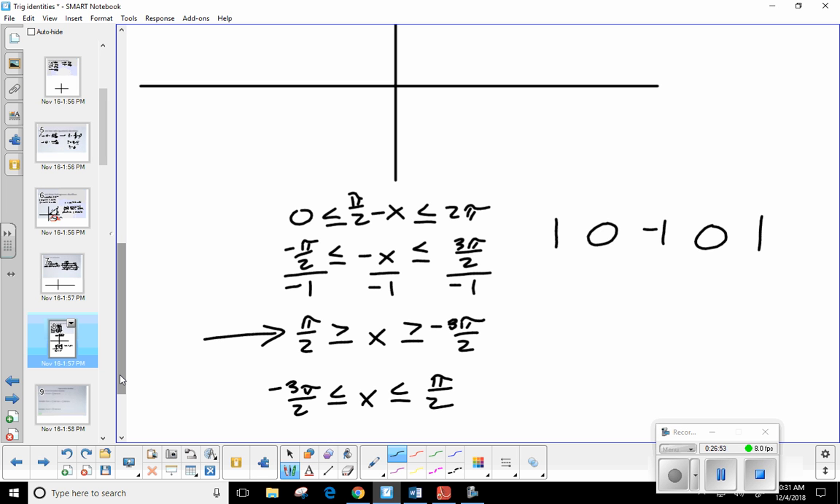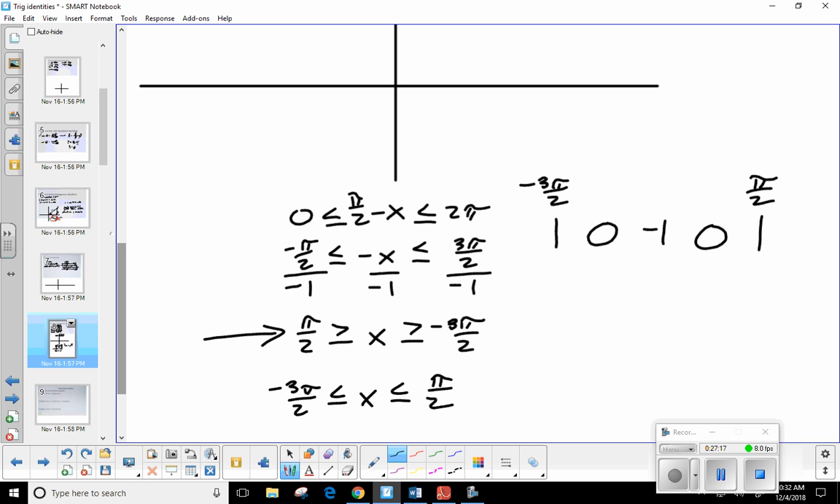You put the -3 pi over 2 on that side. So the lower boundary goes with the first critical value. Upper boundary goes with the last critical value. And then there's something we always do. Divide what by 4? That thing. There's a lot of things up there. The pi over 2.